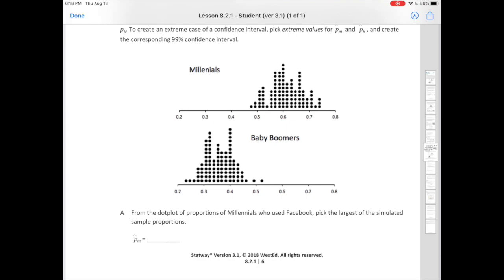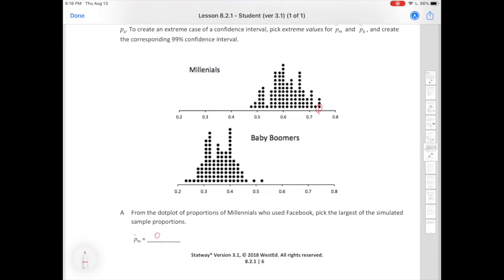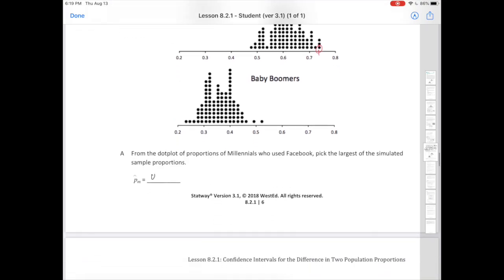So this first question asks us to, from the dot plot of proportions of millennials who used Facebook, pick the largest of the simulated sample proportions. The largest. So that would be one of those, right? That's slightly below 0.75, so I'm going to go with 0.74. Okay, so that's what I get for that one.